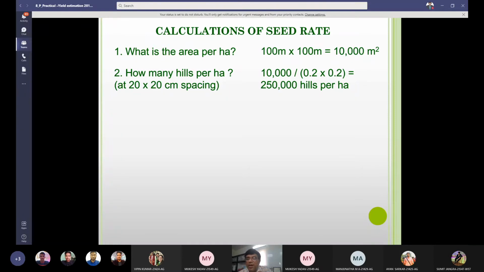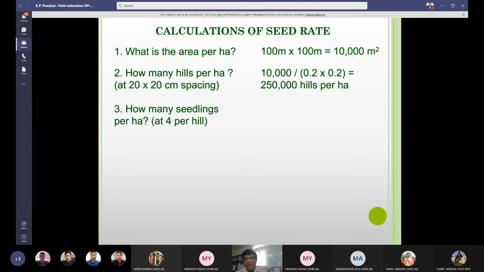So that means if I know the 1,000 seed weight, then I can calculate the seed requirement, that is, how much seed will be required, assuming that one seed will give you one seedling. So based upon 1,000 seed weight, I can calculate the seed requirement. If there are two seedlings, I can multiply that seed requirement by 2. If there are 3 seedlings, I can multiply by 3. So now, how many seedlings per hectare?